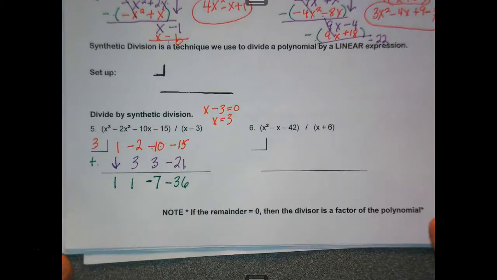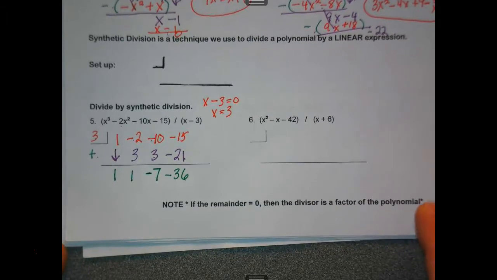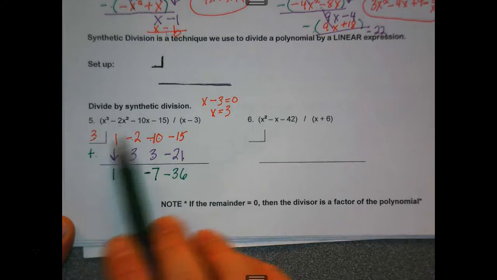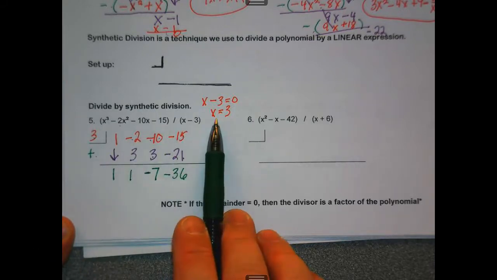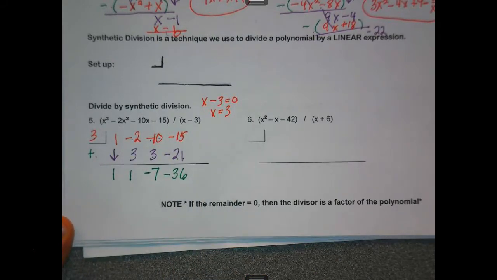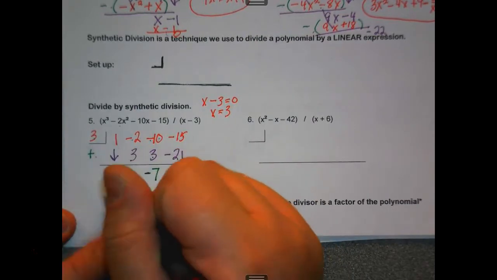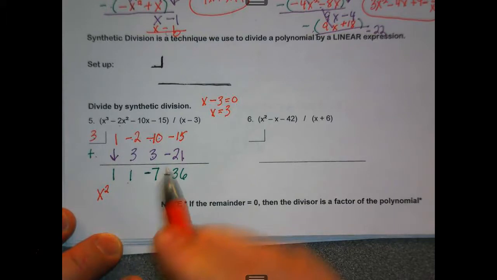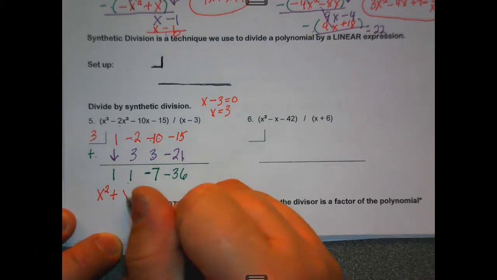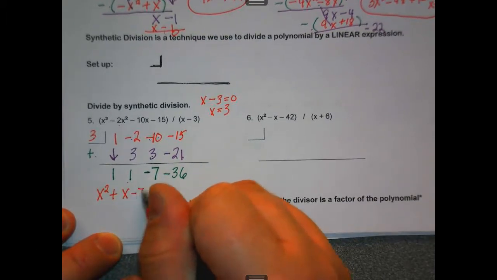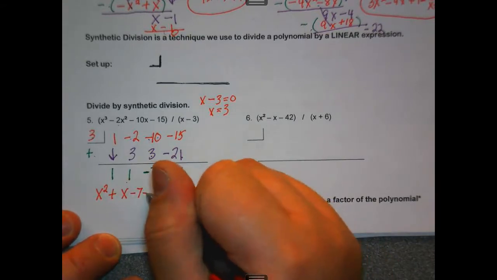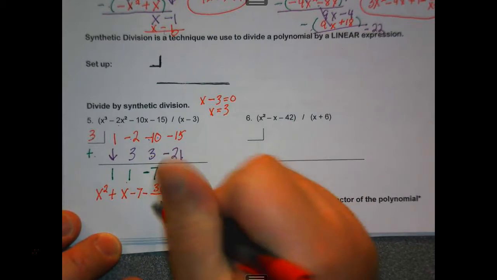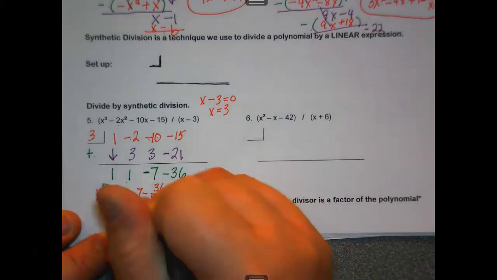So my answer is, instead of x cubed, because we already divided it by one of the x's, right, x equals 3. So my answer is not x cubed, but 1x squared plus 1x to the first minus 7. And my remainder is the minus 36. And my divisor is x minus 3.